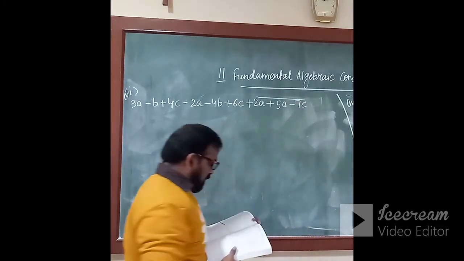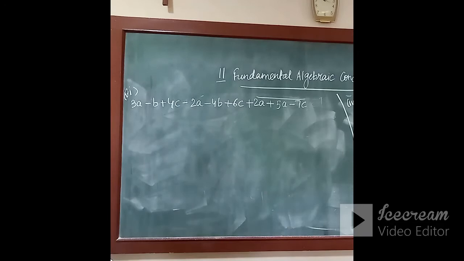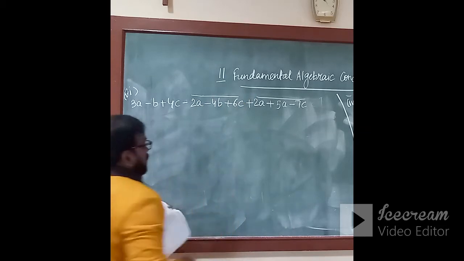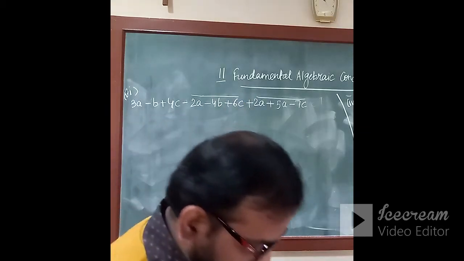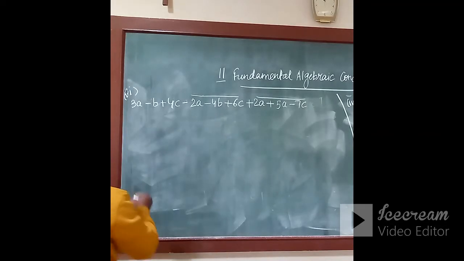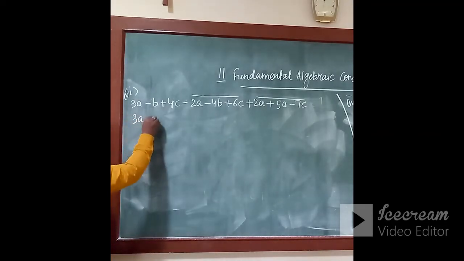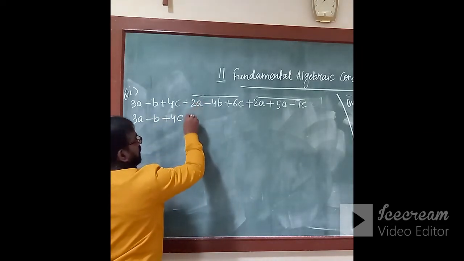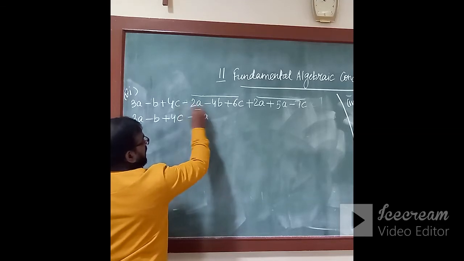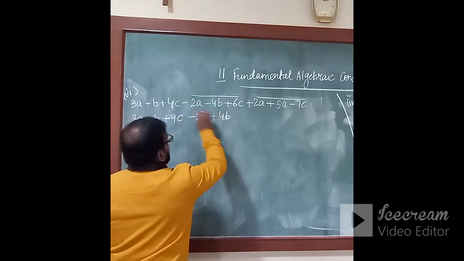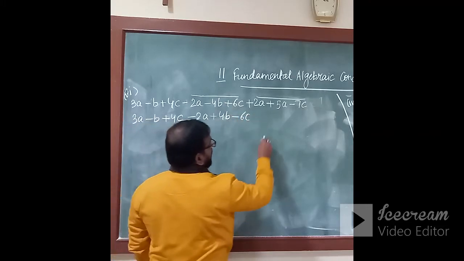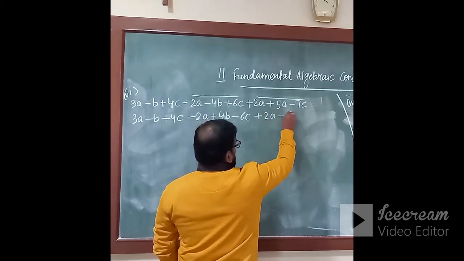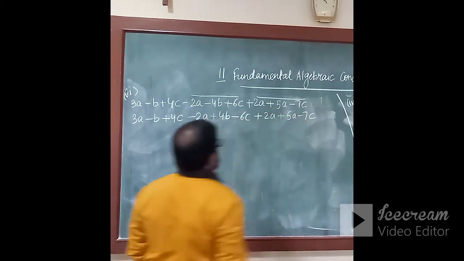Okay, so this question does not contain any bracket, but it contains two bars. So likewise we will solve this like we have solved the previous problems. So it is 3a minus b plus 4c. Okay, then when this bar will be removed, it will be minus 2a, minus into minus plus 4b, minus into plus is minus 6c, and it becomes how much? 2a plus 5a minus 7c. See, every bar has been removed.